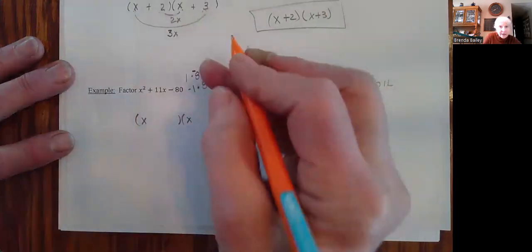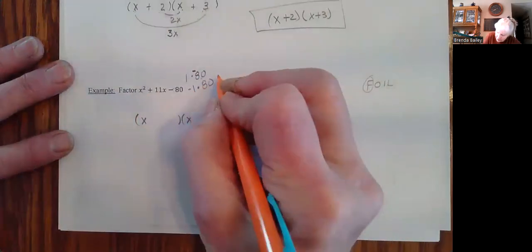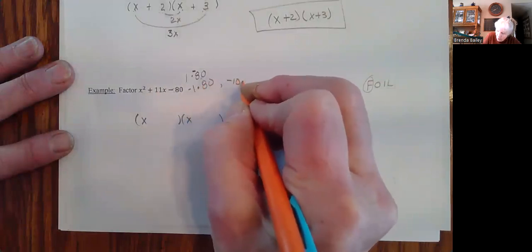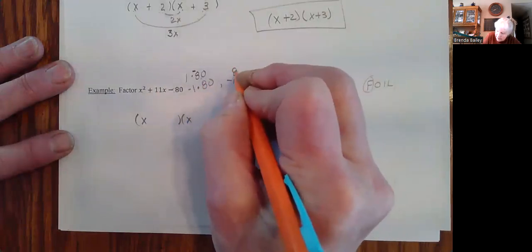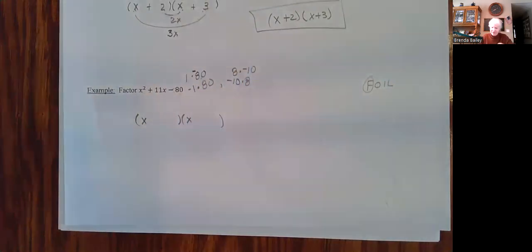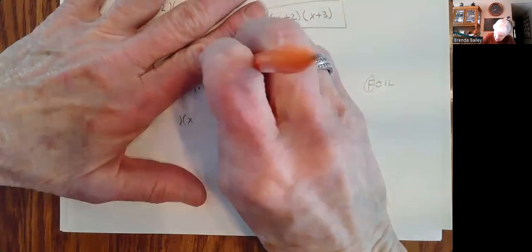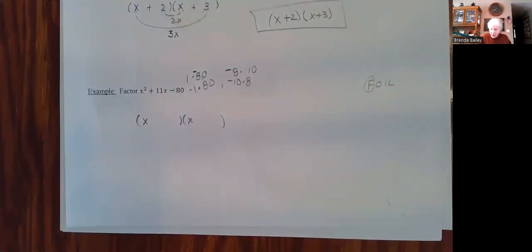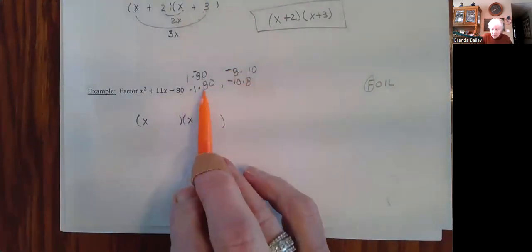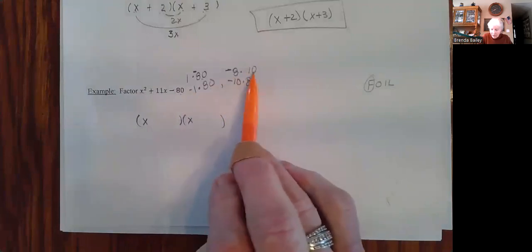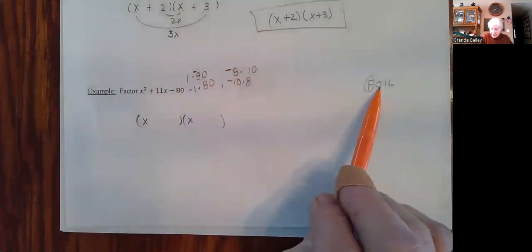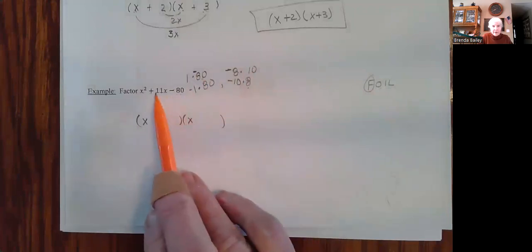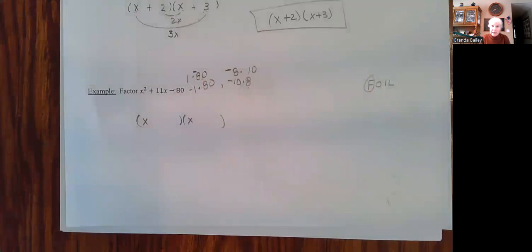All right, how about 8 and 10? It ends in a 0. So we could do negative 10 times 8, or 8 times a negative 10. Oops, negative 8 times 10. Sorry about that. It's the same thing. There. When I multiply those, I get negative 80. But when I add those, which is what I'm going to be doing with the OI method, I get a 2 or a negative 2. I need an 11. So what else gives you 80?